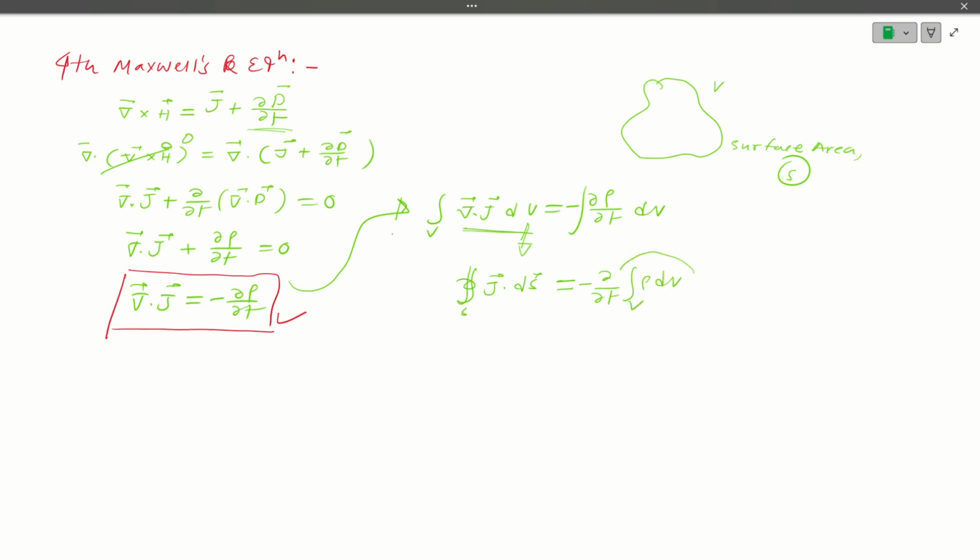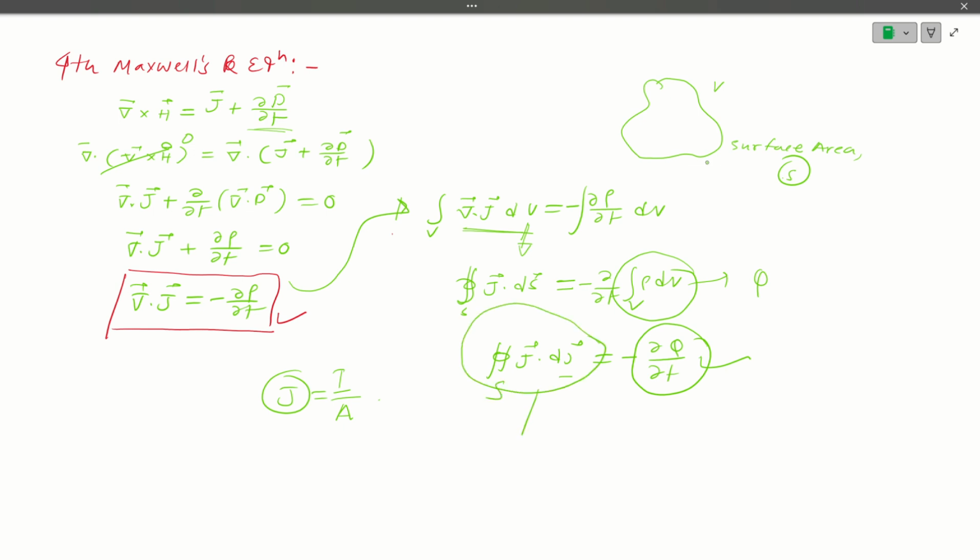This gives basically the charge. So the surface integral of J dot dS is equivalent to minus del Q by del t. Del Q by del t is nothing but the rate of change of charge, that is the evolution of charge. Now J is the current density, so it can be expressed as current divided by area. So this closed surface integral of J dot dS gives us the sum of currents.